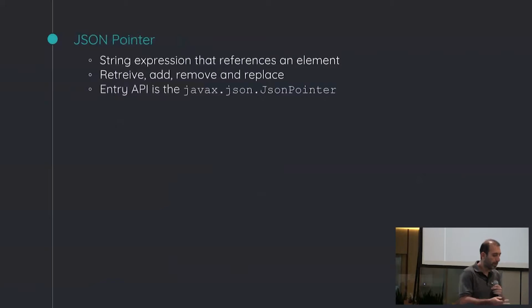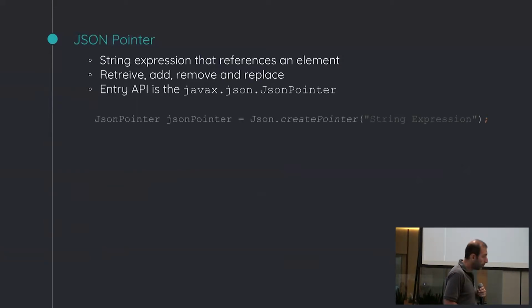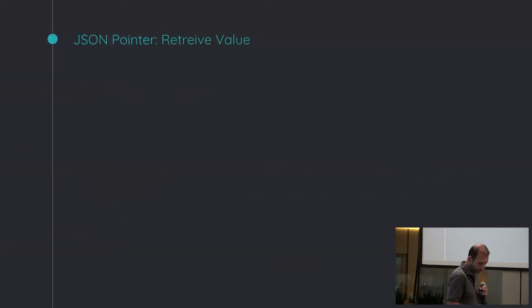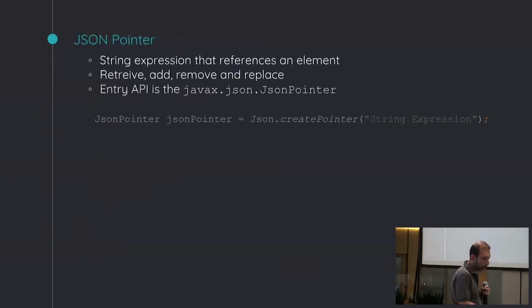A JSON pointer basically defines a string expression that references an element within the hierarchical structure of a JSON document. If you're familiar with XPointer and the way it identifies elements within an XML document, JSON pointer works very similarly. With a JSON pointer expression, you can access and manipulate the JSON document by retrieving, adding, removing, or replacing an element or value referenced by the expression.